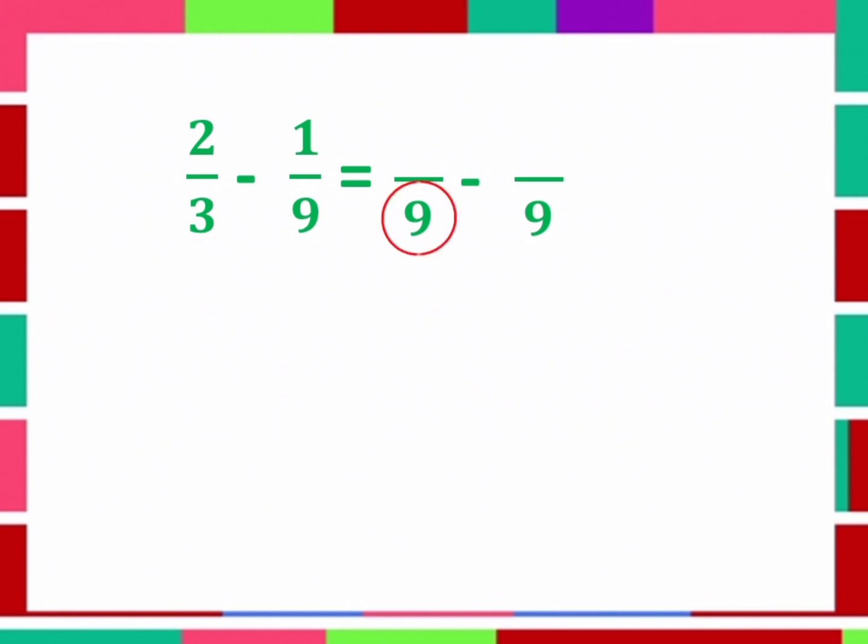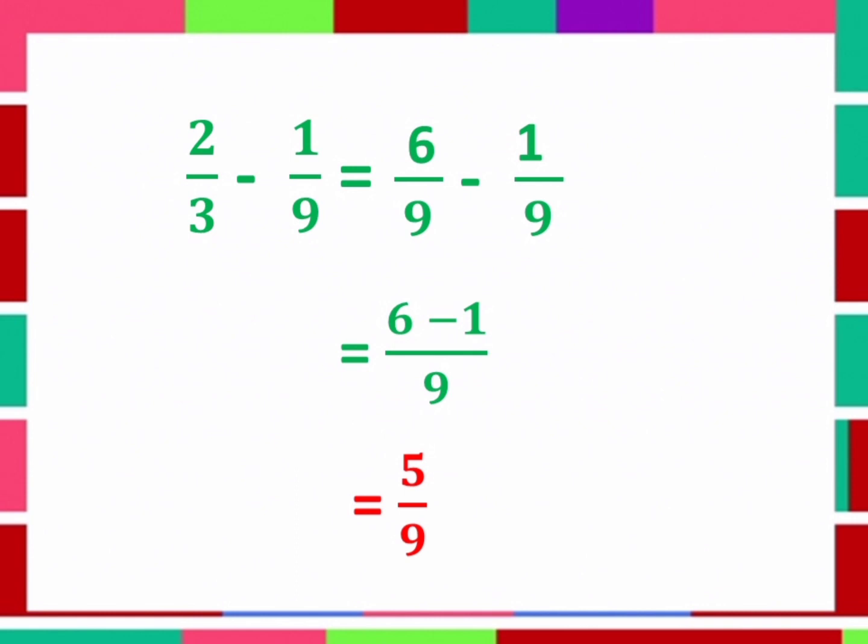Next example is 2 over 3 minus 1 over 9. Again, get the LCD. So, what do you think will be our denominator? Yes, 9. So, to get the numerator of this fraction, 9 divided by 3 is equal to 3 times 2 is equal to 6. And in this part, 9 divided by 9 is equal to 1. Times 1 is equal to 1. Then after that, since they are similar fractions already, subtract the numerators over 9. So, 6 minus 1 over 9. Therefore, our final answer is 5 over 9.